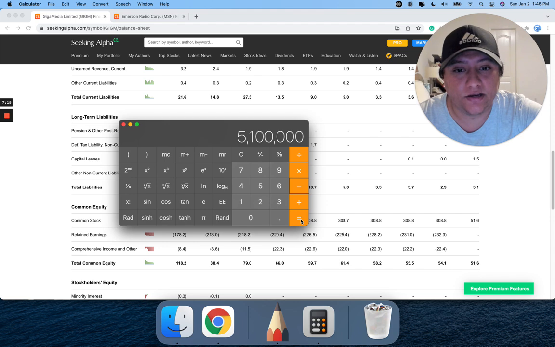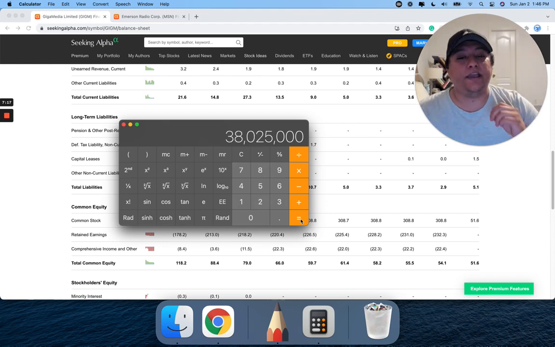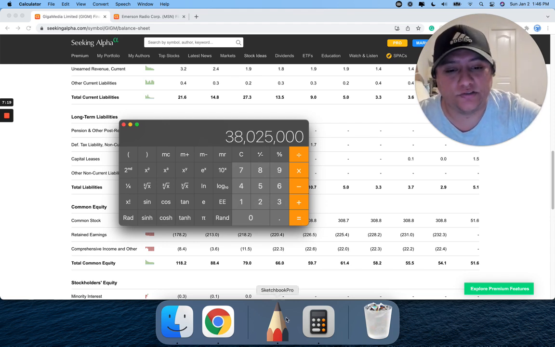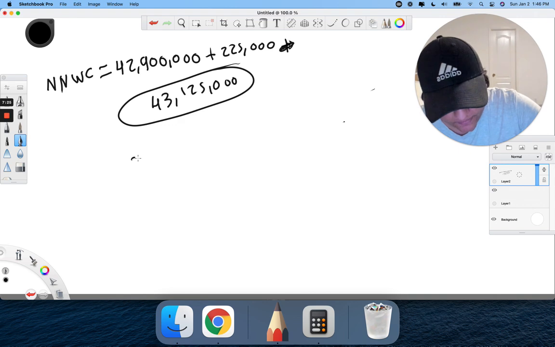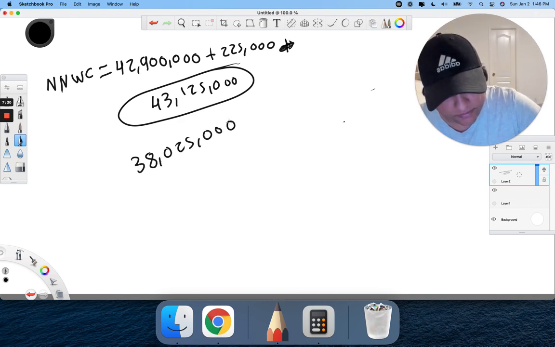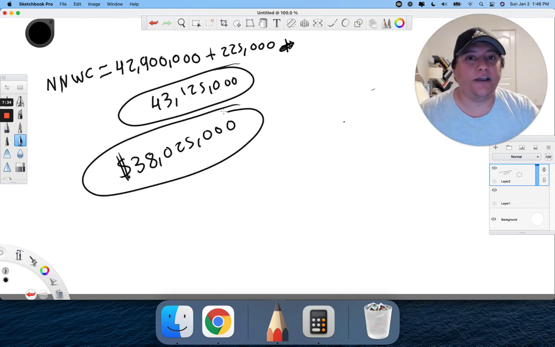That leaves us with a net working capital of 38,025. So let's go ahead and go back, and that is 38,025,000. That is our net working capital. This is a live example. That's how much money is left over if we just grab their cash, discount some of their account receivables, and pay back all their debt and all their total liabilities.